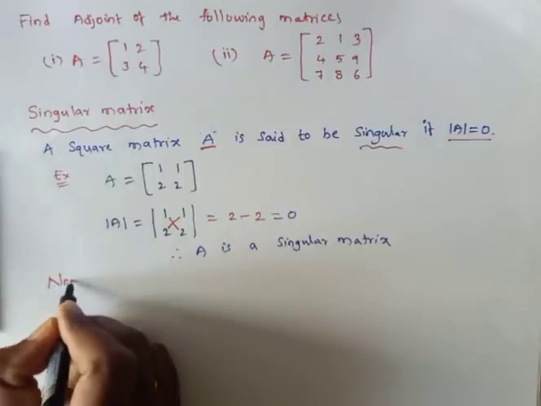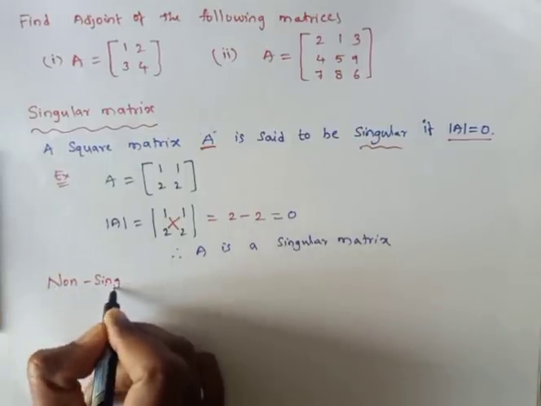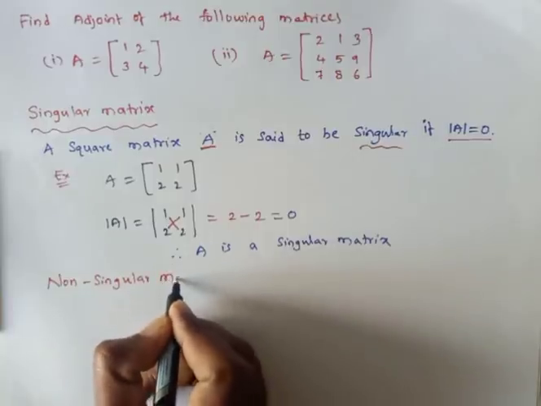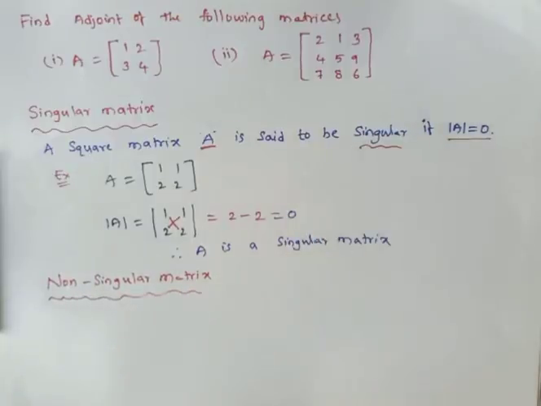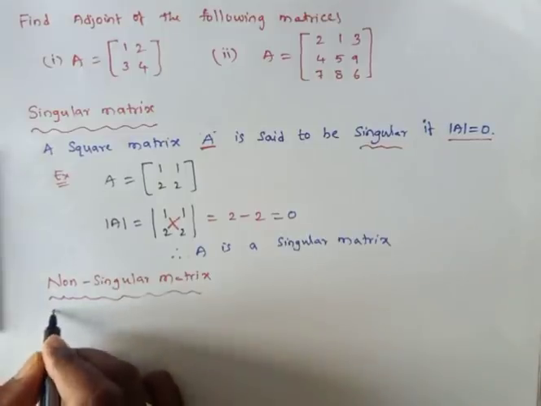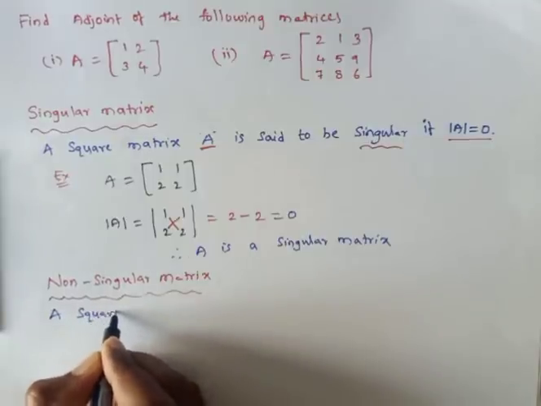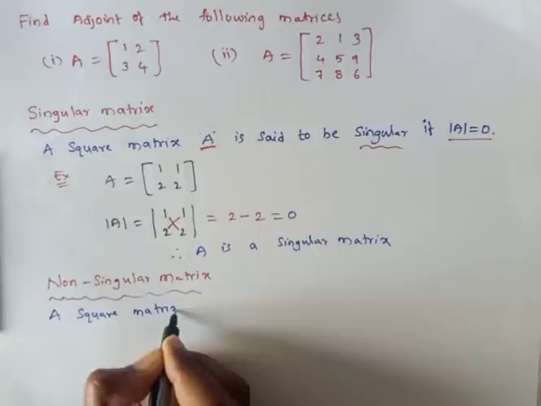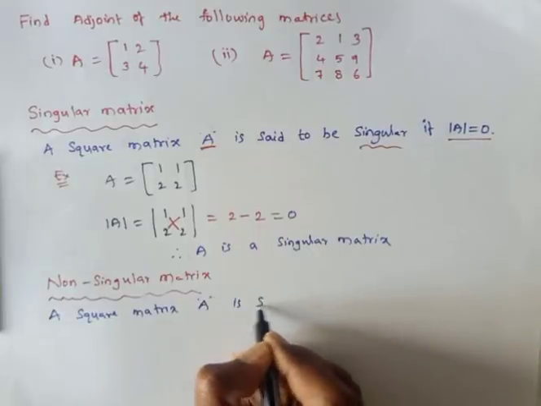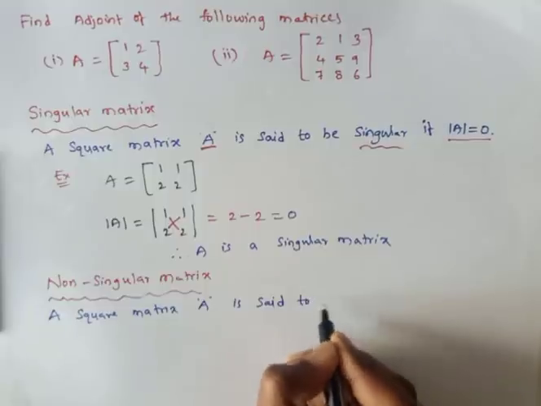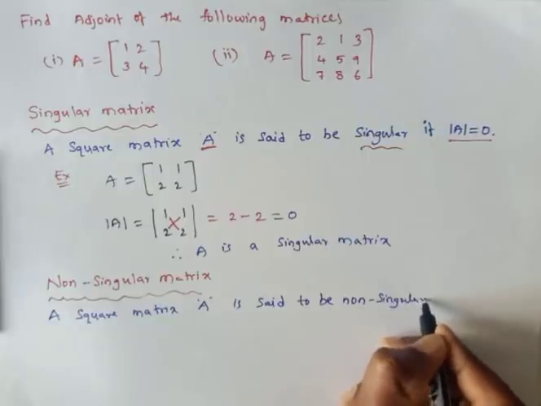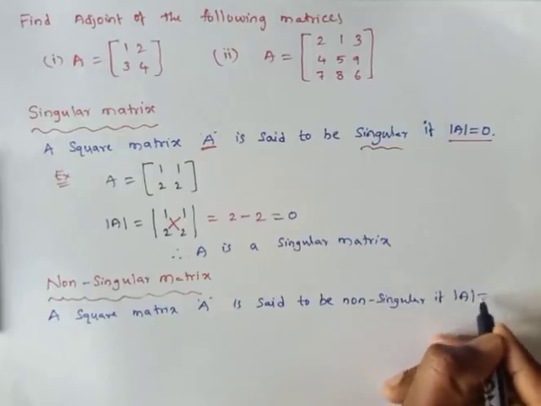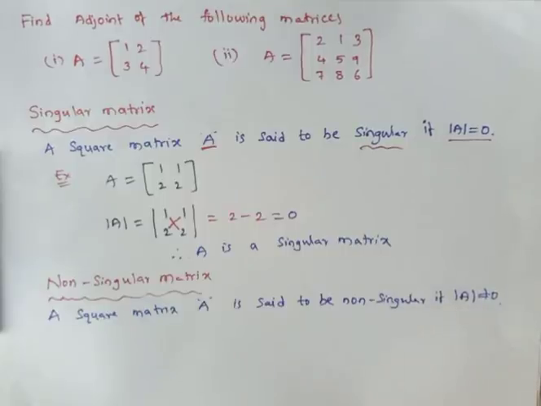Next, the non-singular matrix. It is simple: if it is not singular, then it is necessarily non-singular. So how do we define this? A square matrix A is said to be non-singular if the determinant of A is non-zero, or not equal to 0.